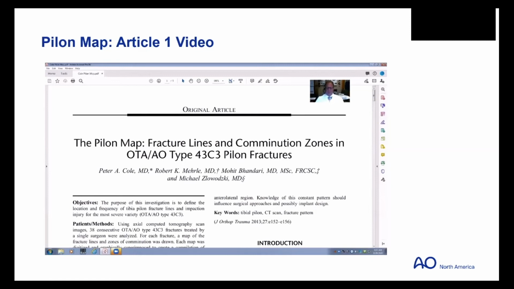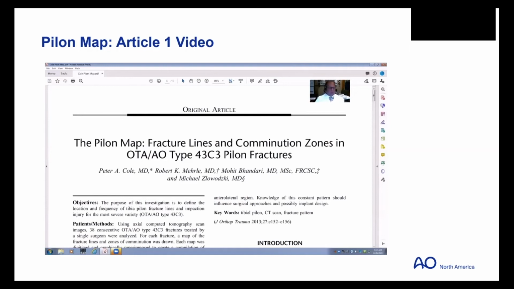But I was going to ask you, the concept of just the Y configuration by itself is enough, but was it always the objective to also look at the zone of comminution and impaction, or did you just happen to come across that? Can you tell us a little bit?